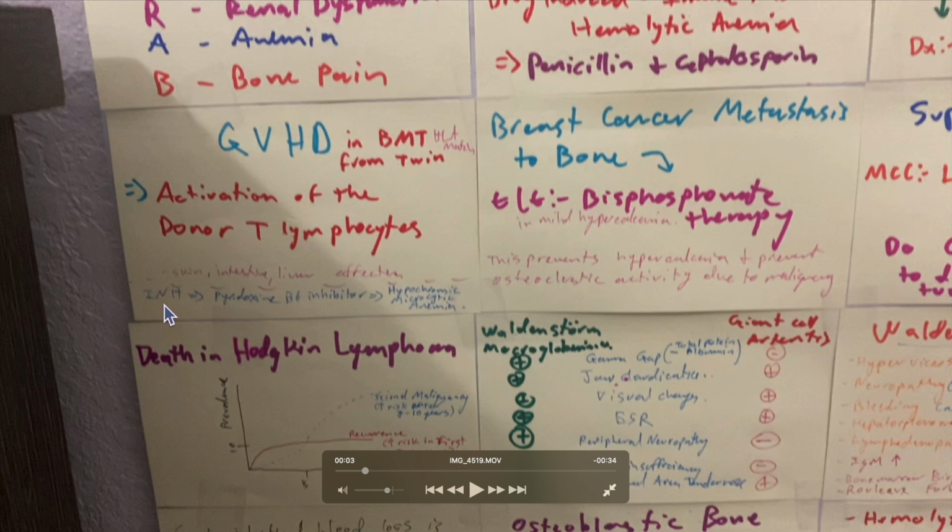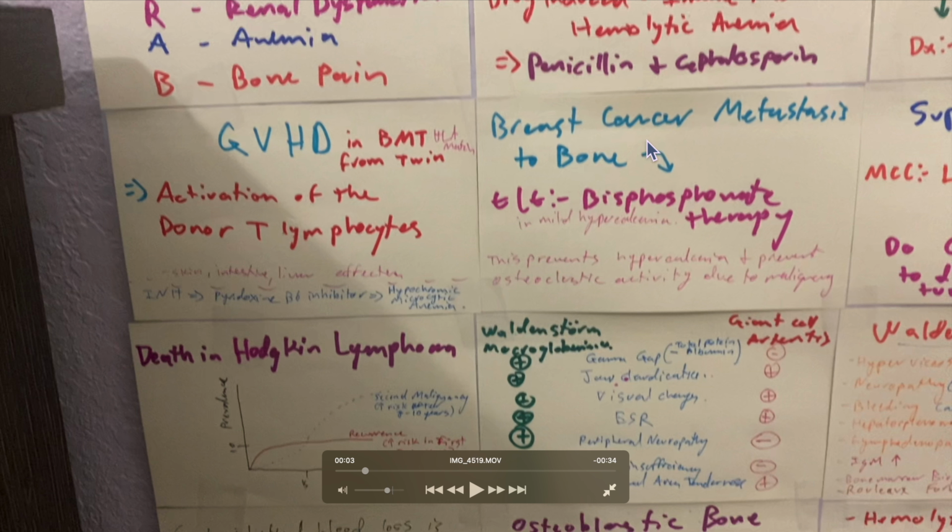INH, oh, isoniazid. Isoniazid causes pyridoxine B6 deficiency, right? Because it is a pyridoxine B6 inhibitor. This will lead to hypochromic microcytic anemia. Okay.